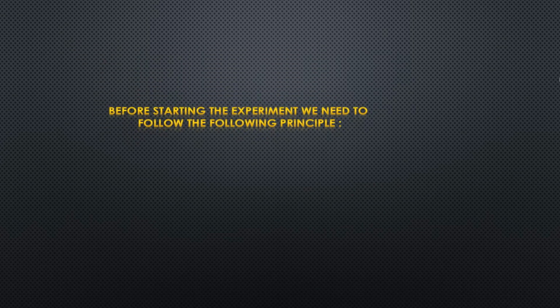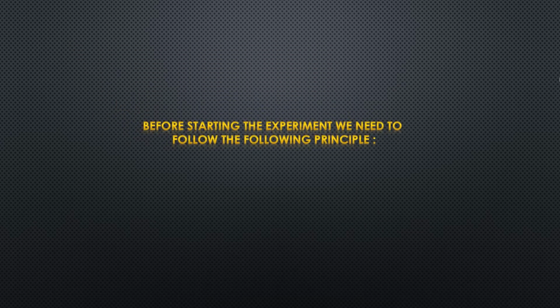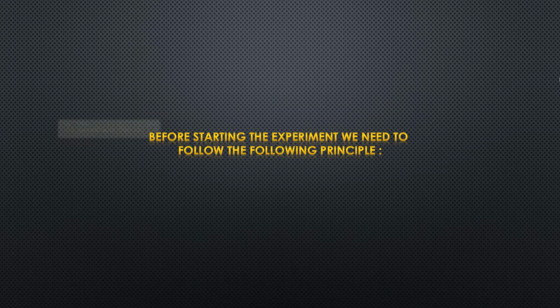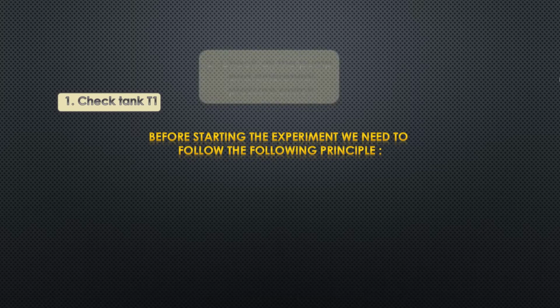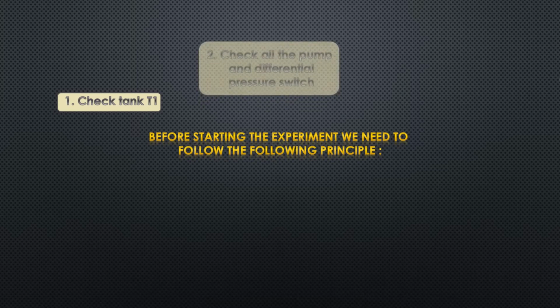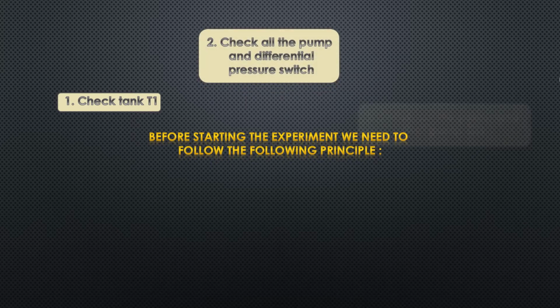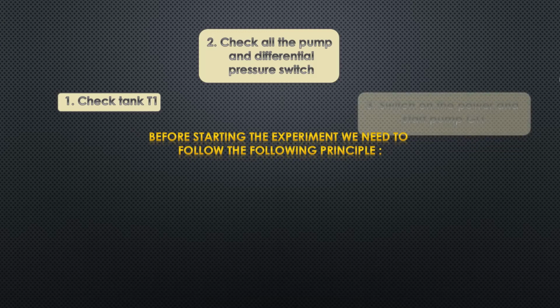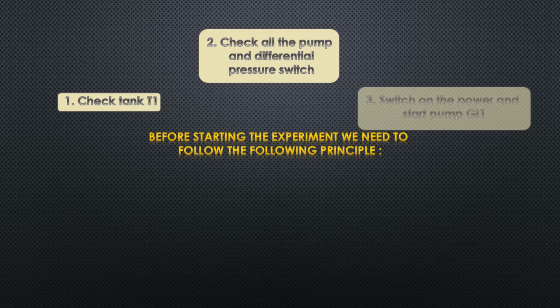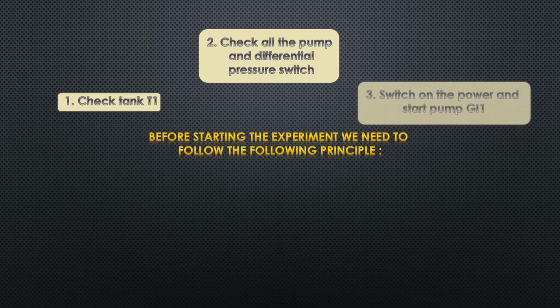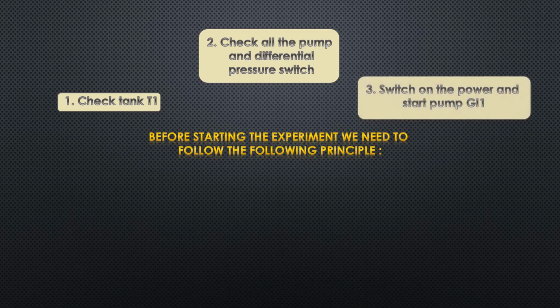Before we begin the experiment, we need to follow this principle. First and foremost, we must ensure that tank T1 is full of water until it reaches its maximum level. Then we need to check that all the pump bypass valves are fully open and the differential pressure gauge switches are at the 0 position. Switch on the power supply and start pump GI1, and practice operating the pipe by opening and closing the appropriate discharge valve. Bear in mind that we can operate GI1 and SS1 simultaneously.